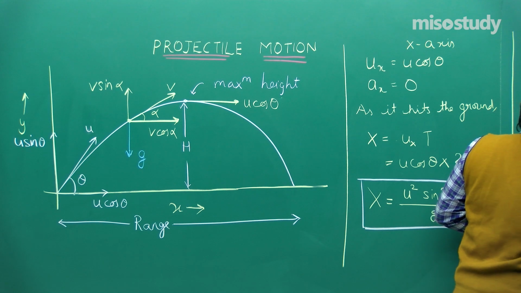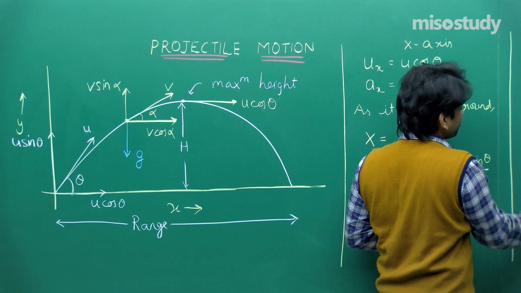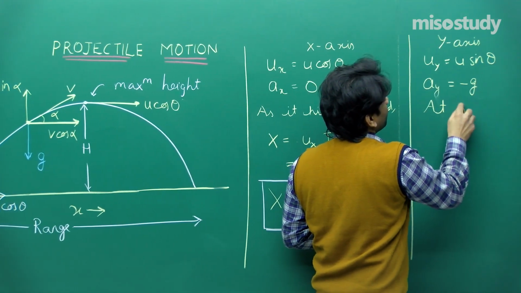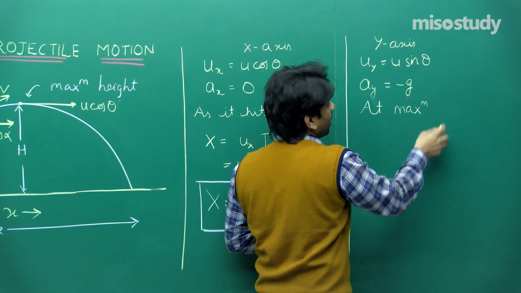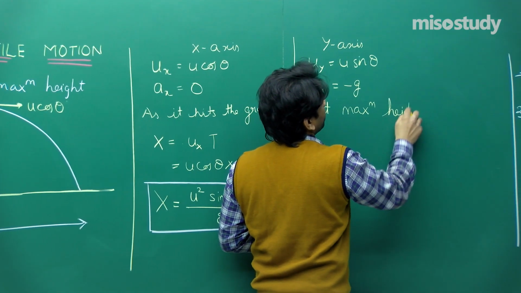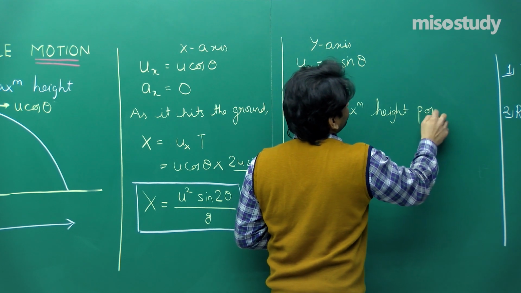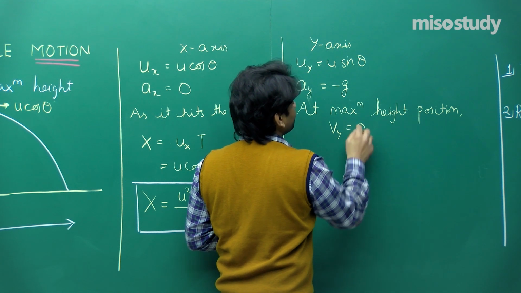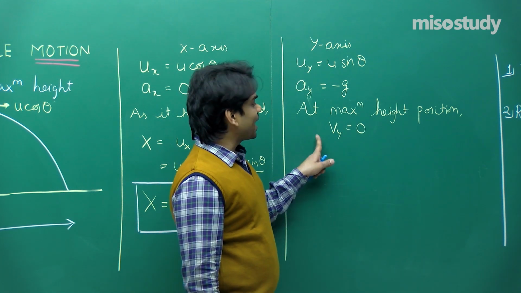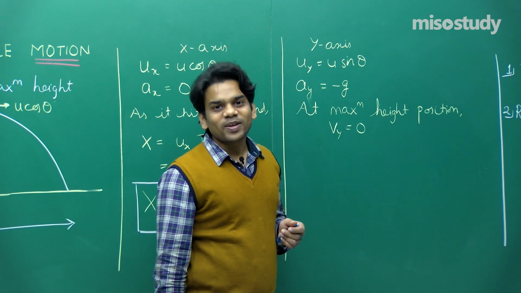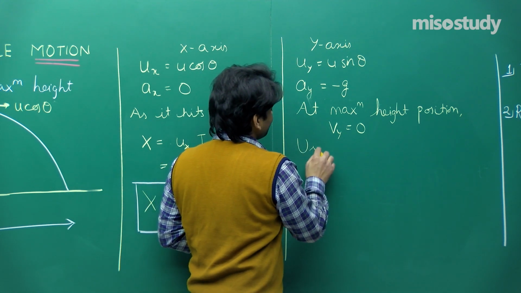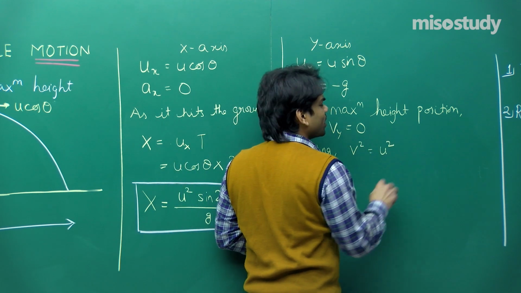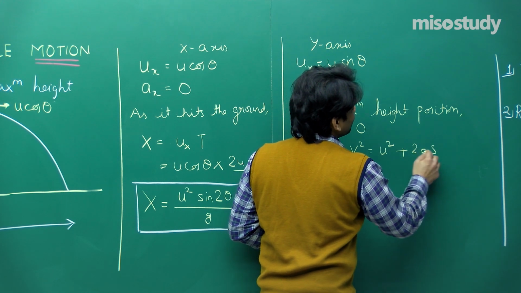So at the position of maximum height, or you can say at the highest point, we can write Vy is equal to 0. Now you know that V square is equal to U square minus 2as, or let's say in standard form plus 2as, and let's substitute the values.